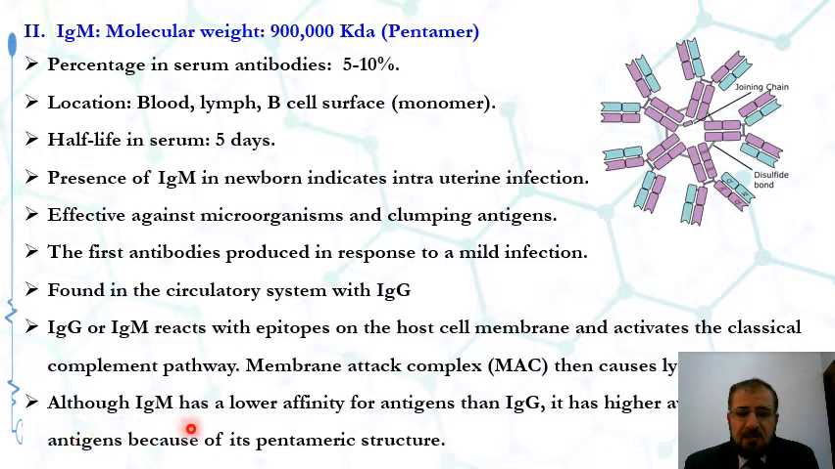The IgM has lower affinity for antigen than IgG. IgG has more affinity, is more active against antigens, but the IgM is more important in the case of agglutination reaction or clumping of antigens because of the decavalency of the antibody IgM.